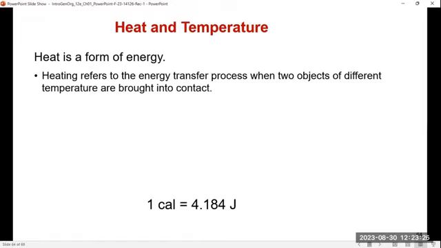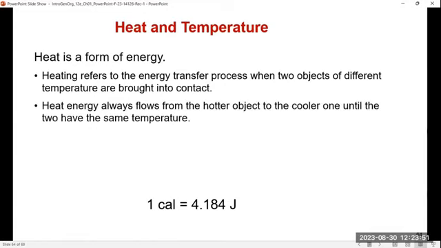Normally, heat is the energy that transfers when two objects of different temperature are brought into contact. There's no flowing thing. It's the transfer of kinetic energy to the cold object from the hotter object. That's the heat transfer. Heat energy always flows from hotter to cooler, until it becomes the same temperature.